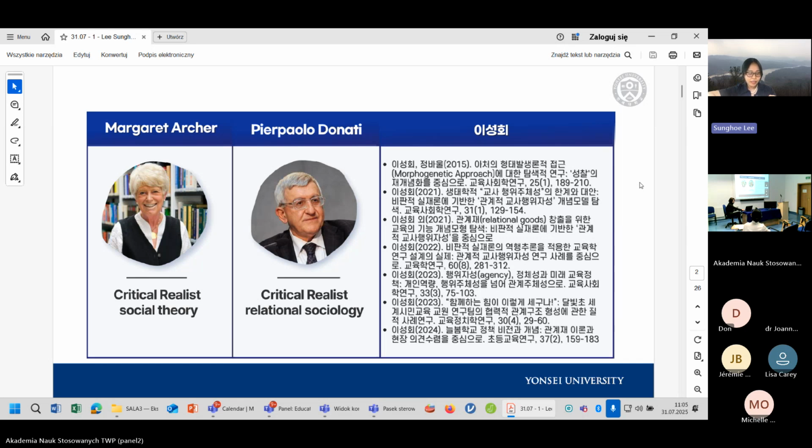By building on Donati's recent advances, I have applied a relational lens to theoretical and empirical work with Korean teachers and developed the model that I will share with you today.